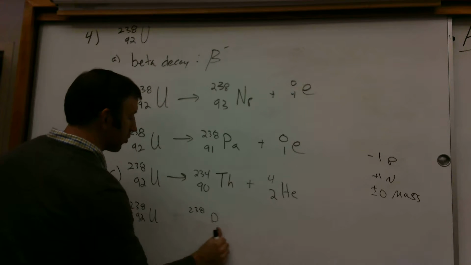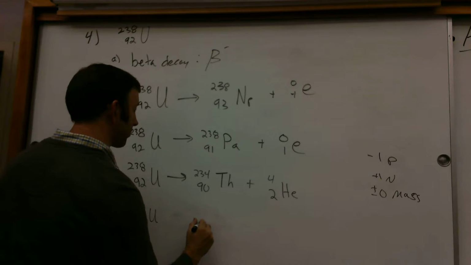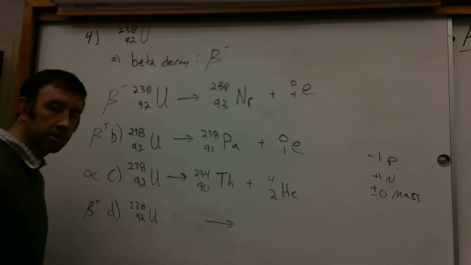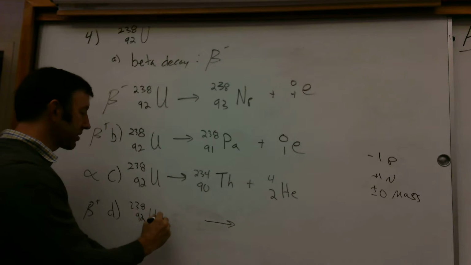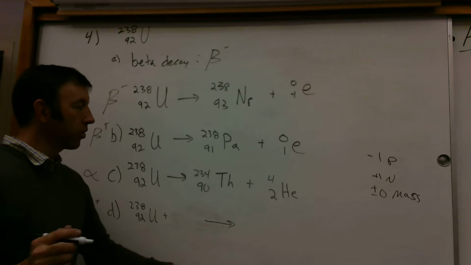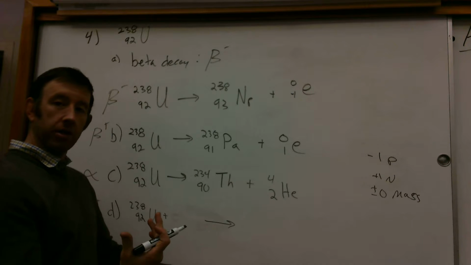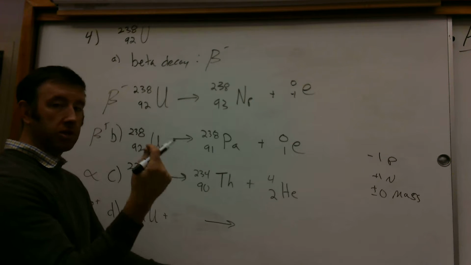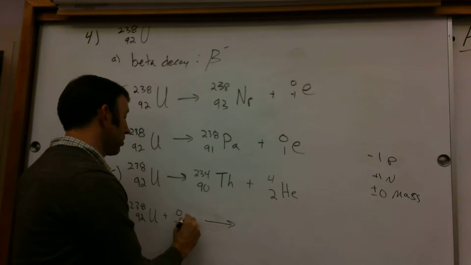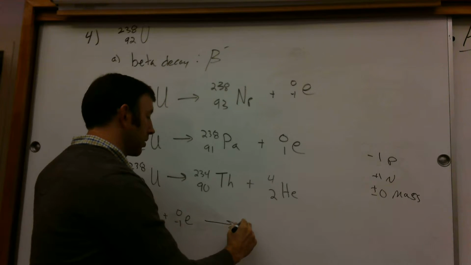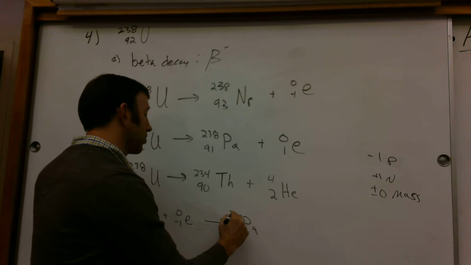Oops, I should have left more space there. Sorry about that. Because this is a capture, I'm not emitting anything, so I'm going to write my plus on this side. In this case, I'm capturing an electron. What's the symbol for an electron? 0, -1, e. So U-238 plus an electron becomes Pa-238, 91.